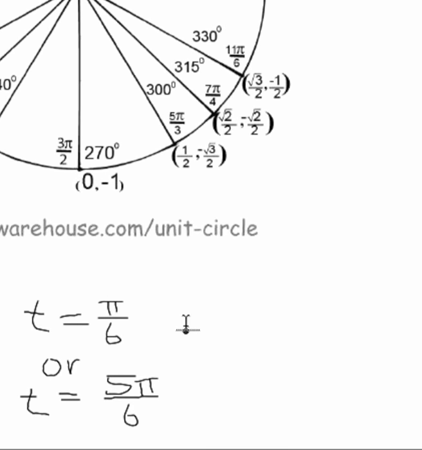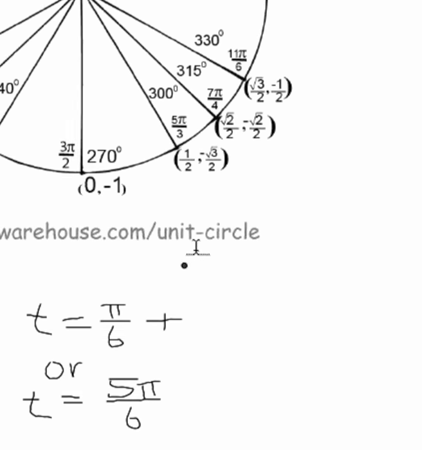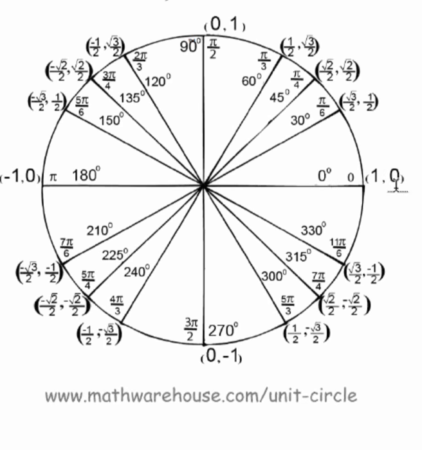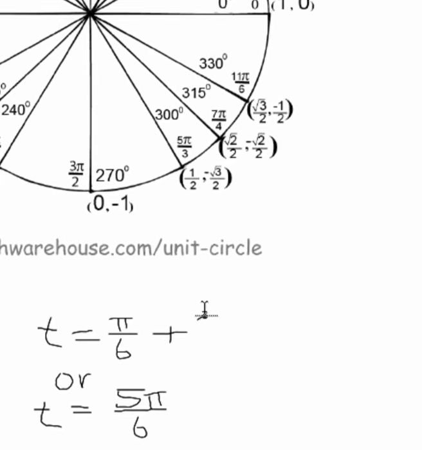What I say is, okay, pi over 6 plus an integer multiple of 2 pi, because that 2 pi is the angle that gets you all the way around. An integer multiple of that, 2 of them, or 3 of them, or negative 5 of them, any integer multiple of that goes around the circle a bunch of times, lands here, and then you add pi over 6 to that, you're going to land here and have a y-coordinate of a half. So how do I write that?